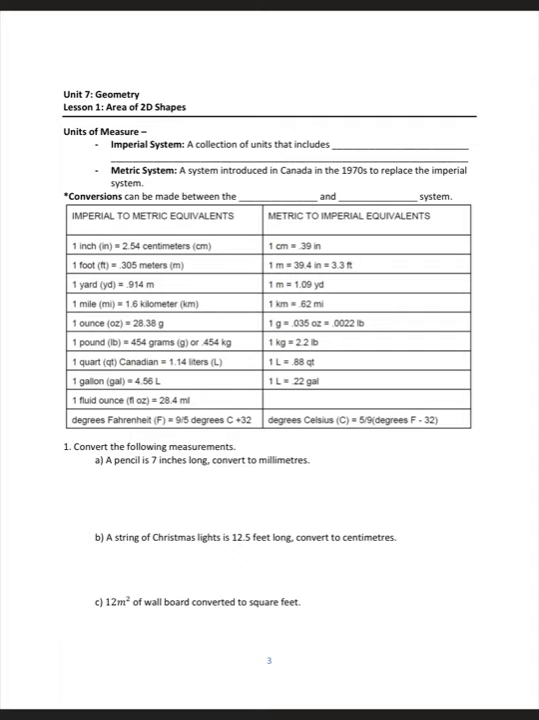So the imperial system is a collection of units that includes inches, feet, and miles for lengths. All right, and then for volume, we have cups, quarts, and gallons for volume. And then finally, we have ounces and pounds for weight.